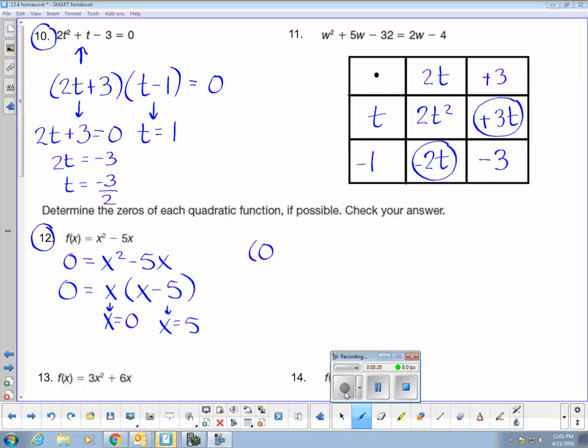So the zeros are x equals 0 and x equals 5. As x-intercepts, they would be (0, 0) and (5, 0). So if I were to graph this function, it would look something like this. There's one x-intercept at (0, 0). There's my second x-intercept at (5, 0). My parabola would open up.